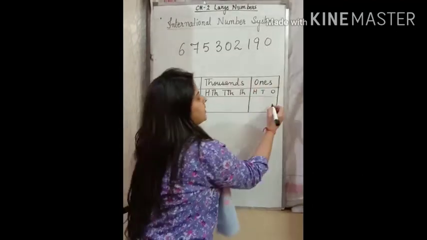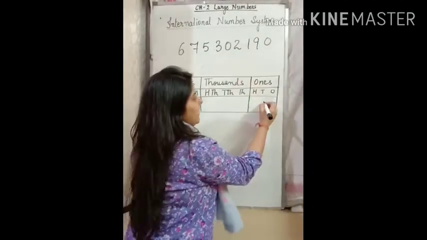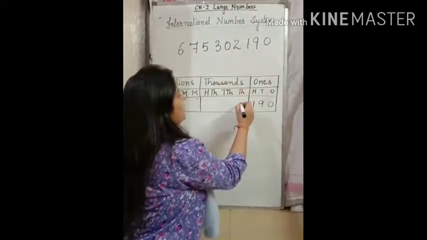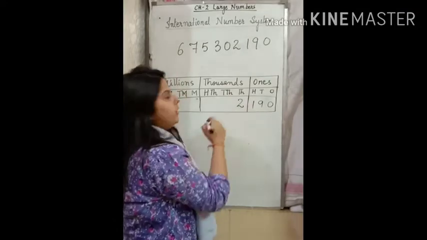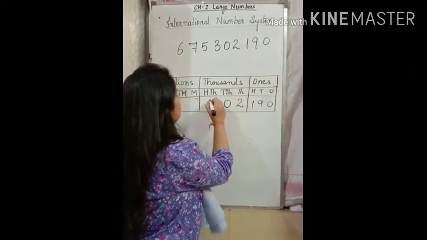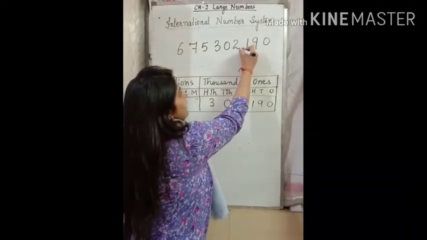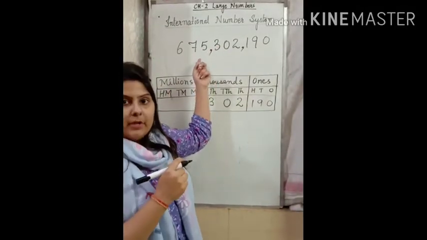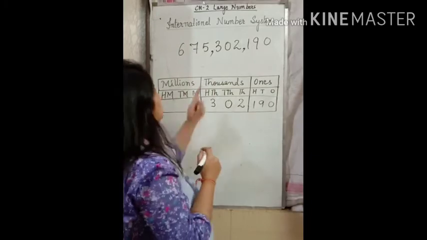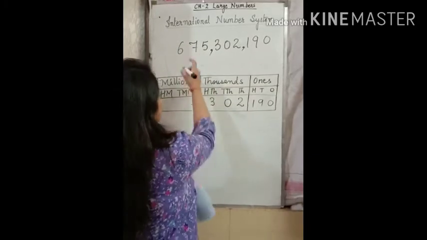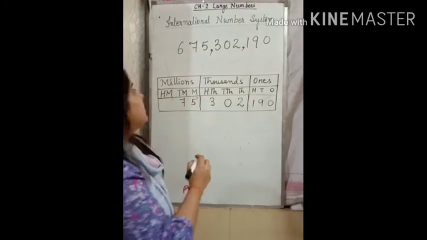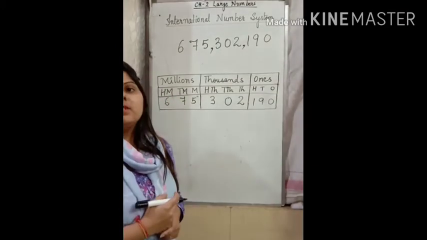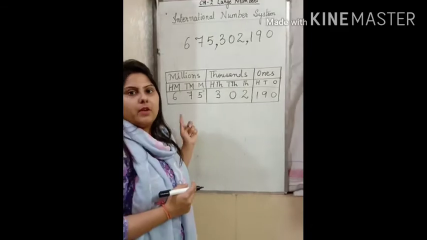So, 0 gets the ones place, 9 gets the tens place, 1 gets the hundreds place. Similarly, we can place 2 here, 0 here, 3 here and start putting the commas because we are separating the digits according to the periods. Then 5 will come here, then 7 will get the 10 millions place and 6 will get the 100 millions place. Now it becomes easy to write the number name of the given number.